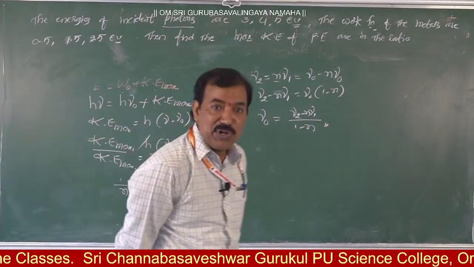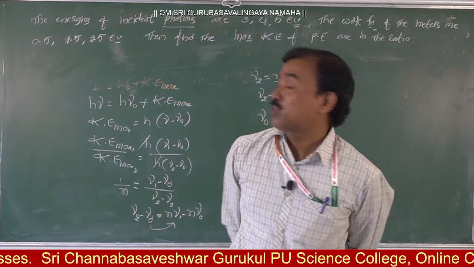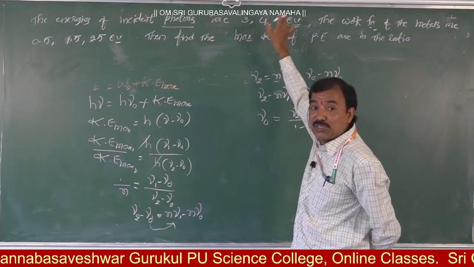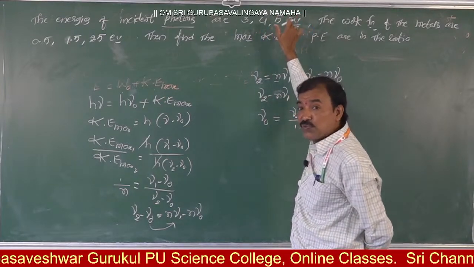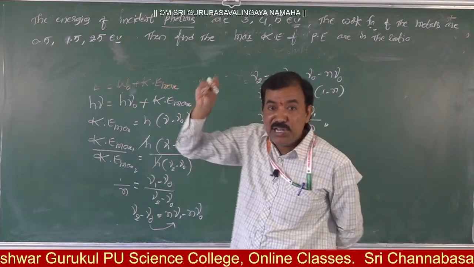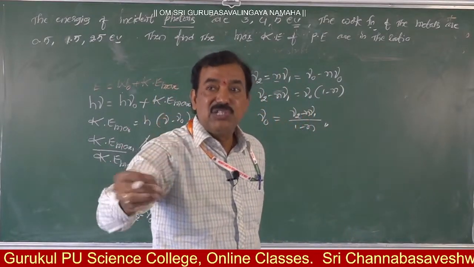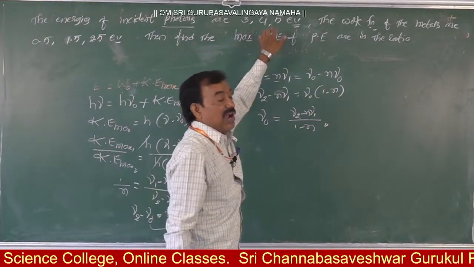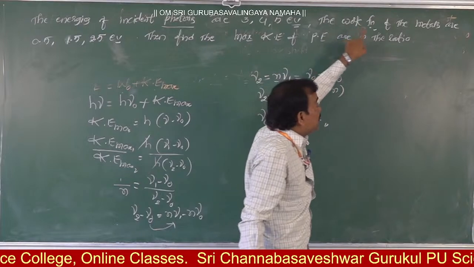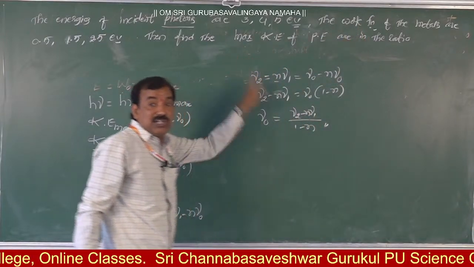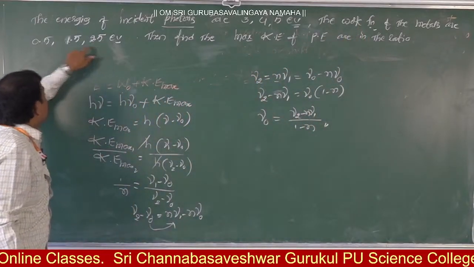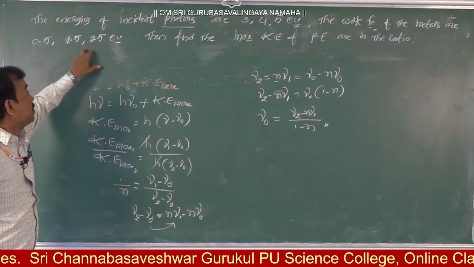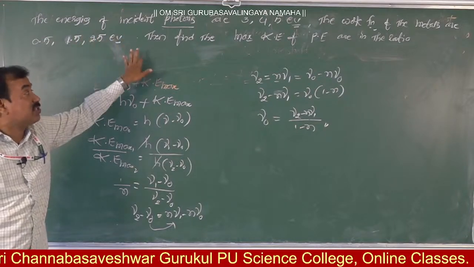So how many waves are there? 3 waves here. The first one is 3 electron volt, the second one is 4 electron volt, the third one is 5. So 3 photons are given over here: 3, 4, 5. And the work functions of the metals are given: 3 metals. The first is 0.5, the second is 1.5, the third is 2.5. So 3 different metals are given over here.